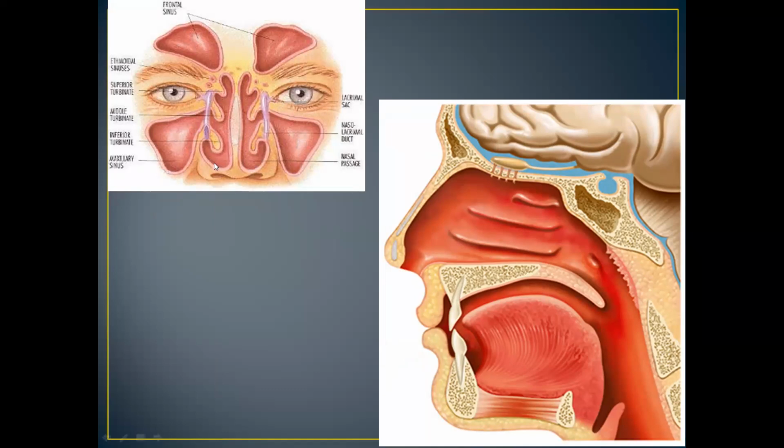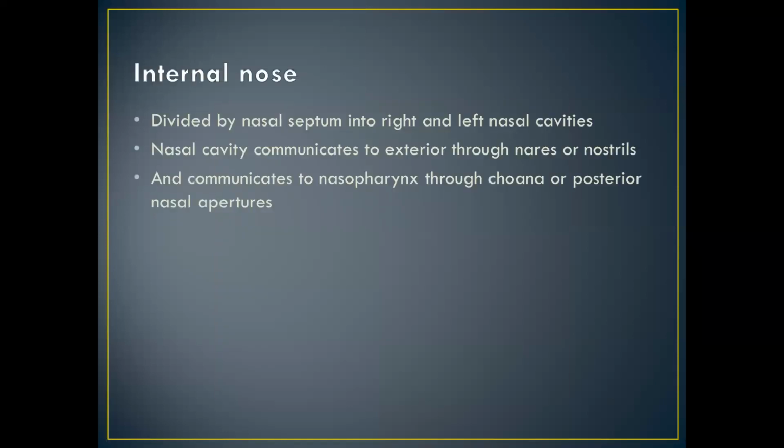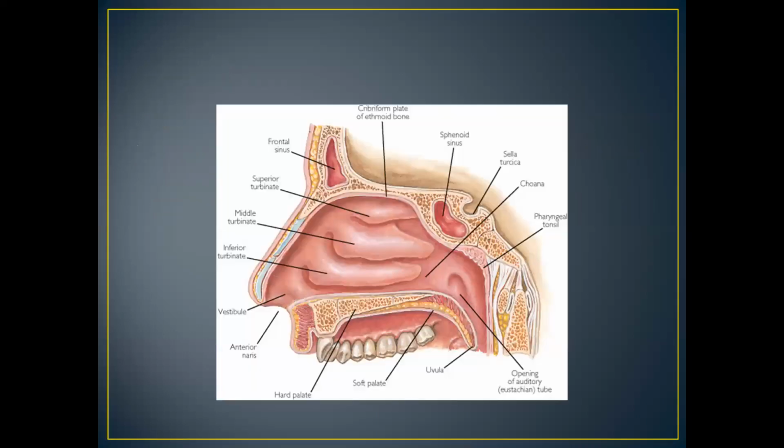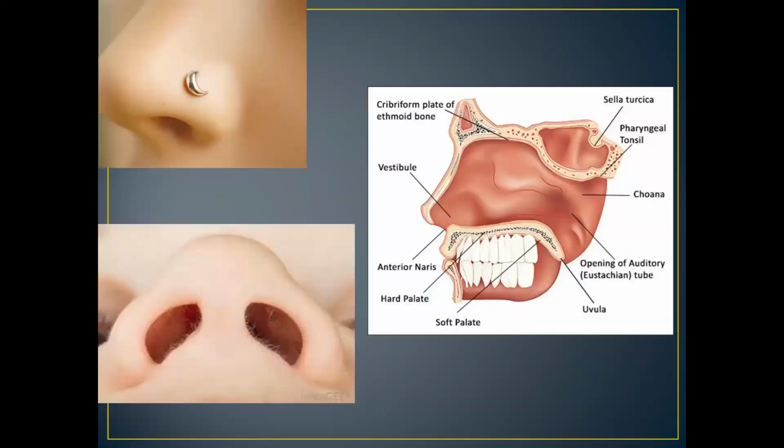The nasal cavity, for the purpose of description, is again divided into nasal cavity proper and nasal vestibule. Nasal vestibule is actually the anterior part of nasal cavity, which is lined by skin. You can see in this figure, this portion of nasal cavity is lined by skin. This is nasal vestibule. Nasal vestibule starts anteriorly and extends up to the limit of this alar cartilage.